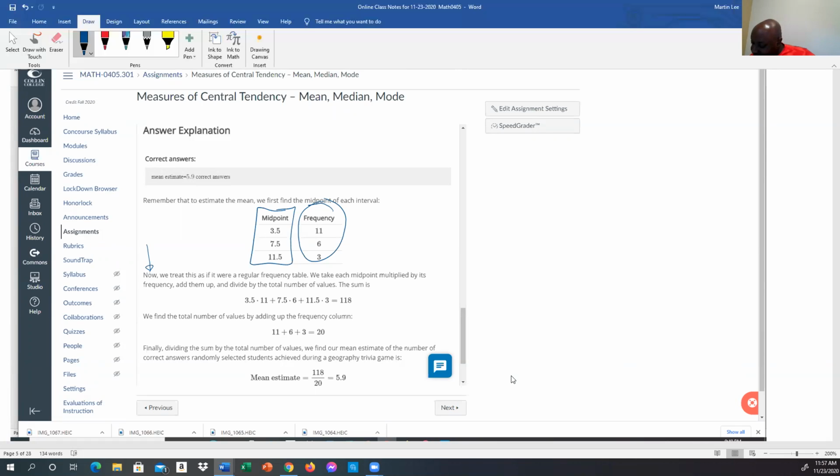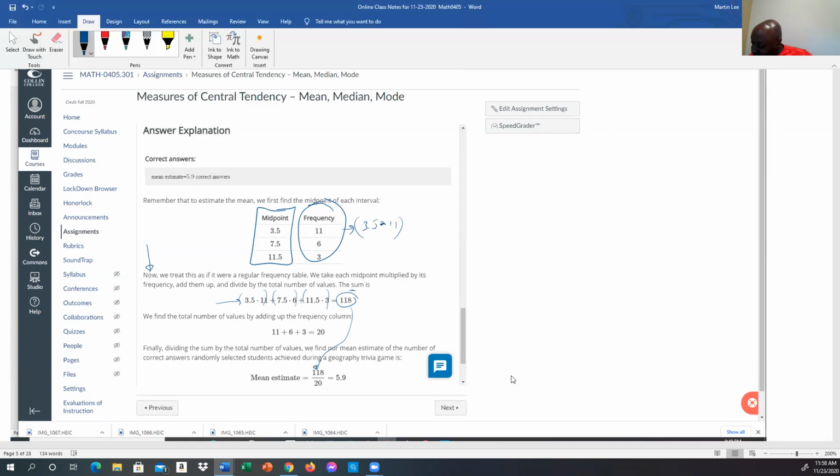Now we treat this as if it were a regular frequency table. Take the midpoint, multiply by its frequency. We add them up and then divide by the total number of values. So it's 3.5 times 11 plus 7.5 times 6 plus 11.5 times 3. And that gives us 118, which is going to wind up being the numerator.